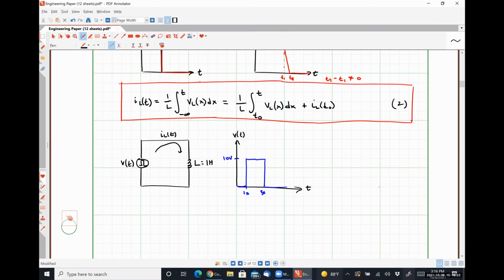But I wouldn't say that the inductor is necessarily part of that. We're just doing something similar to that to illustrate a point here. Okay.